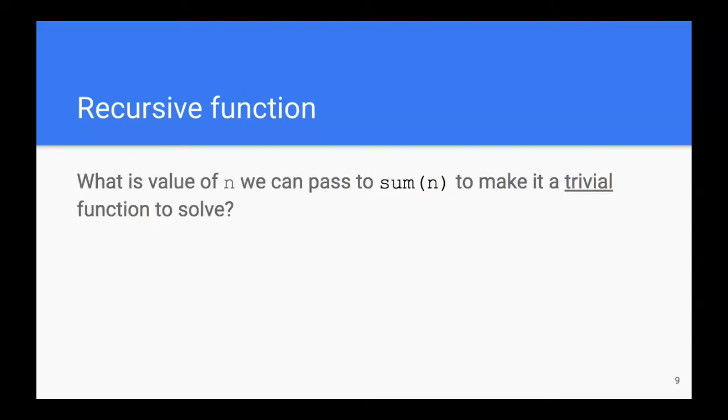Well, hopefully you come up with the same answer that I do. That is, the sum of 0 gives us a 0. That is really simple, right? There's nothing simpler than that. So that's the first question we'll ask. What is the simplest case?